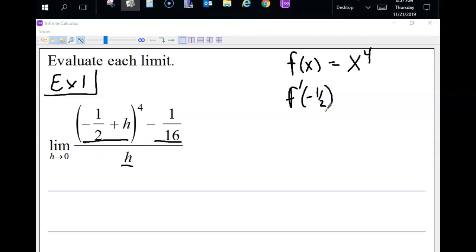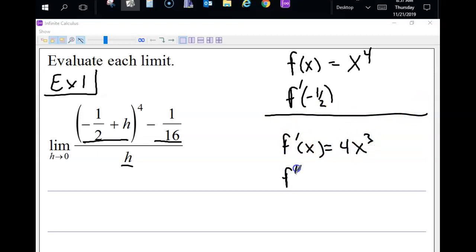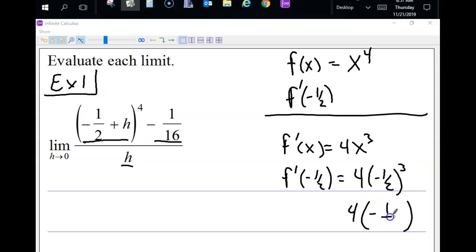Instead of working it out the long way, we're just going to do our shortcut. So f prime of x. What is f prime of x? 4x cubed. And then I'm just going to plug in my what? Negative half. And then we're pretty much home free after that. So negative half to the 3rd power is negative 1/8, and 4 times negative 1/8 is negative half. So there's your answer to that limit problem, which is actually a derivative.